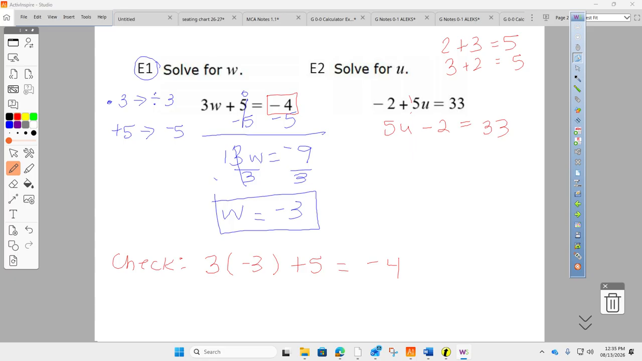Leilani. What's happening to the 5? I mean to the u? Is it being multiplied? Are we multiplying it by anything? So 5u means times 5. And then minus 2. Those are the two things that are happening to the variable. So whatever is happening to the variable, we need to undo.